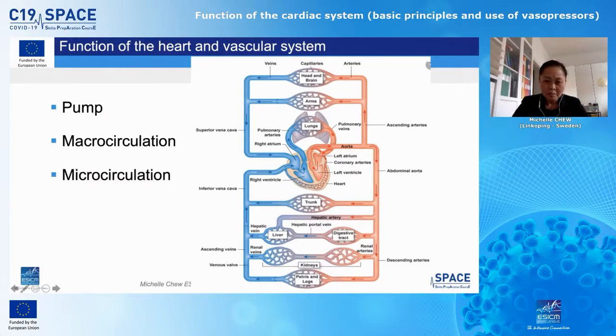Now, after this capillary network, deoxygenated blood is carried in the venous system back through the inferior and superior vena cava to the right heart, where it is pumped out through the pulmonary arteries into the lungs, where it is oxygenated again and the cycle starts again.